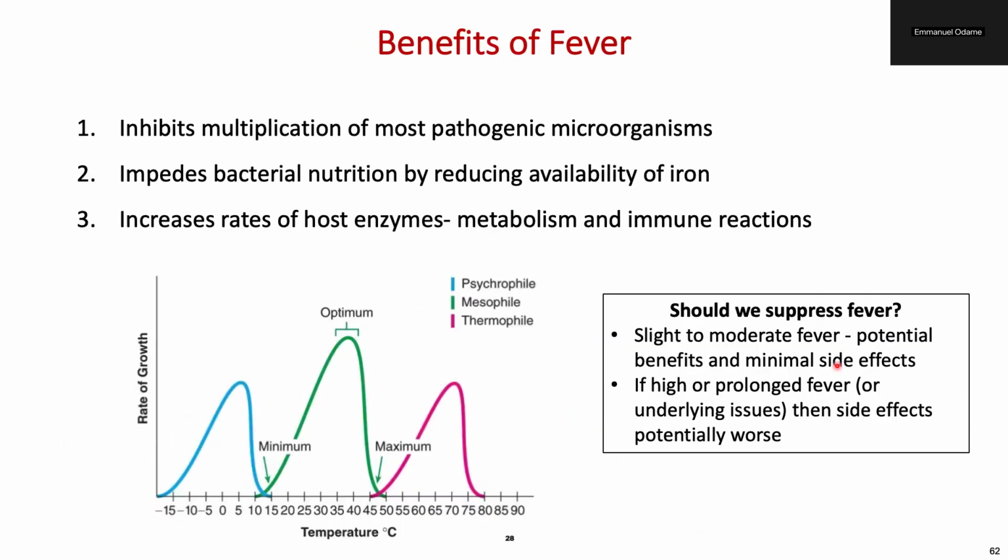So what are the benefits of fever? It inhibits multiplication of most pathogenic microbes, basically making the body unfavorable for them because it's too hot. And then it impedes bacterial nutrition by reducing available iron. As we discussed earlier on, the body will try to pump out the available iron and get rid of all the ions that can be used by the bacteria. And three, it also increases the rate of host enzymes, basically through metabolism and immune reactions.